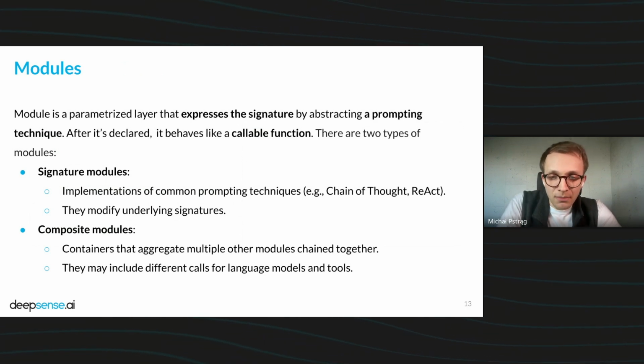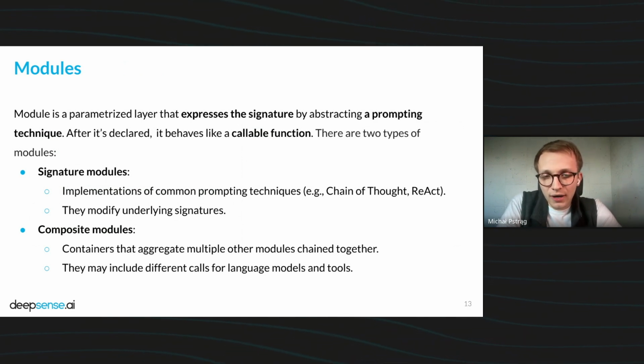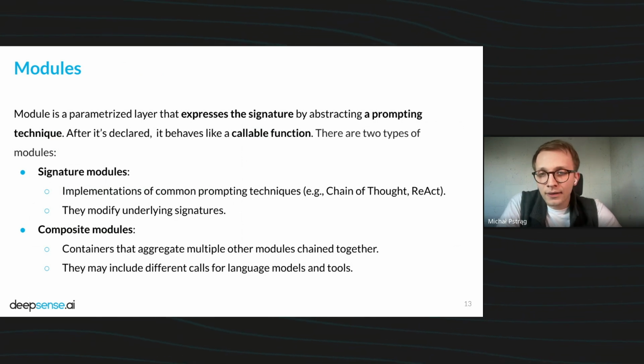And then you have composite modules, which are kind of similar to layers in a neural network modeled in PyTorch. And they are containers that aggregate multiple other modules chained together. So most of the time you will have multiple signature modules inside and maybe some tool calls. You'll also see how it looks. And yeah, as I mentioned, they include different calls for language models and tools, for example, retrieval for a RAG application.